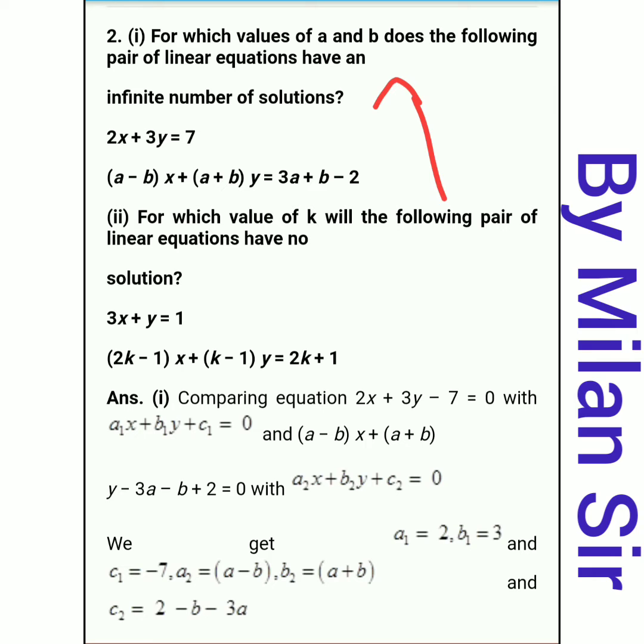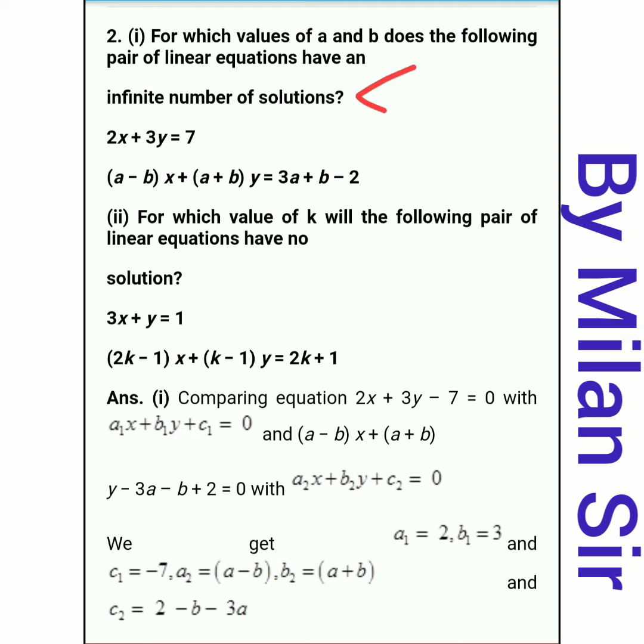2x plus 3y is equal to 7, and in the second equation, (a minus b) into x plus (a plus b) into y is equal to 3a plus b minus 2. So here we need to find such values of a and b for which the following pair of linear equations have an infinite number of solutions.